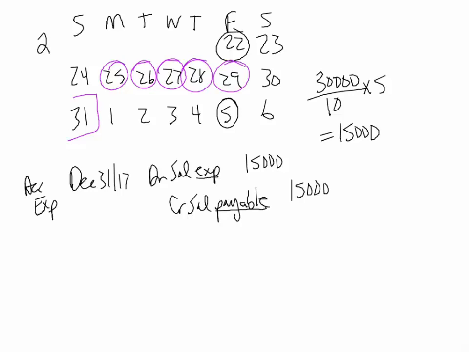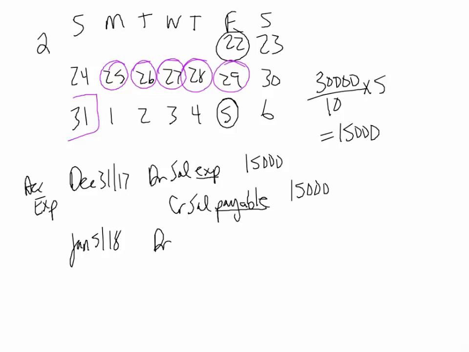Now, they did ask us to do the subsequent cash transaction in 2018. So now we're on January 5th, 2018. What is the entry that we would do in order to recognize? Remember, we're always going to pay them 100%. So salaries expense is going to be debited.